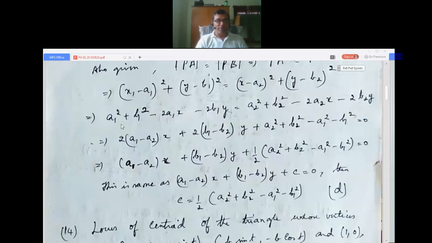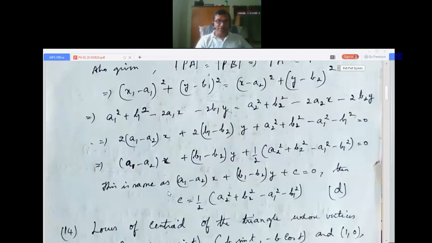So a1 squared plus b1 squared minus 2a1x minus 2b1y, and this side will be a2 squared plus b2 squared minus 2a2x minus 2b2y. So finally by rearranging we get 2 into a1 minus a2 of x plus 2 into b1 minus b2 of y plus a2 squared plus b2 squared minus a1 squared minus b1 squared equals 0. So finally we get a1 minus a2 of x plus b1 minus b2 of y plus half into a2 squared plus b2 squared minus a1 squared minus b1 squared equals 0.